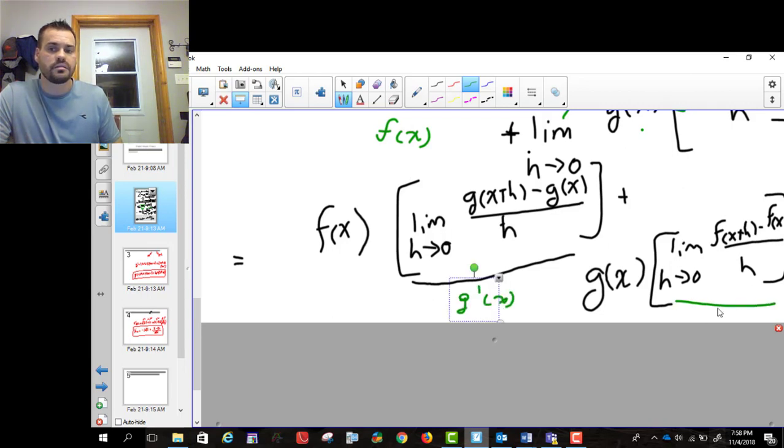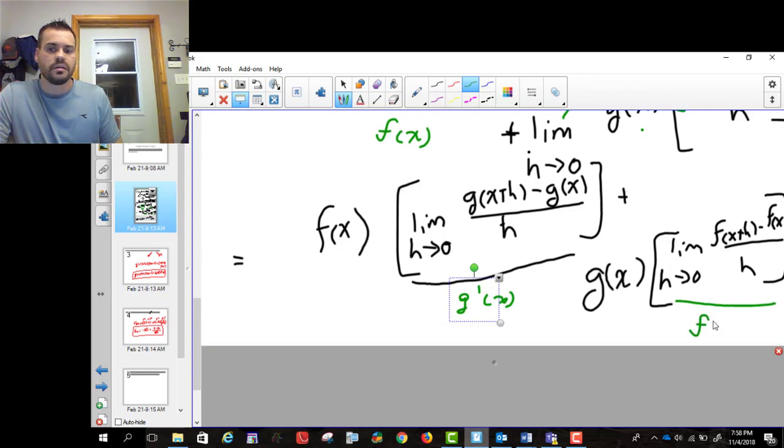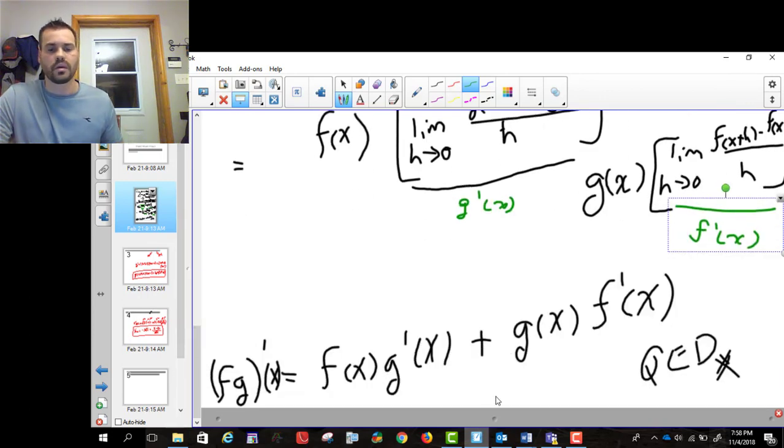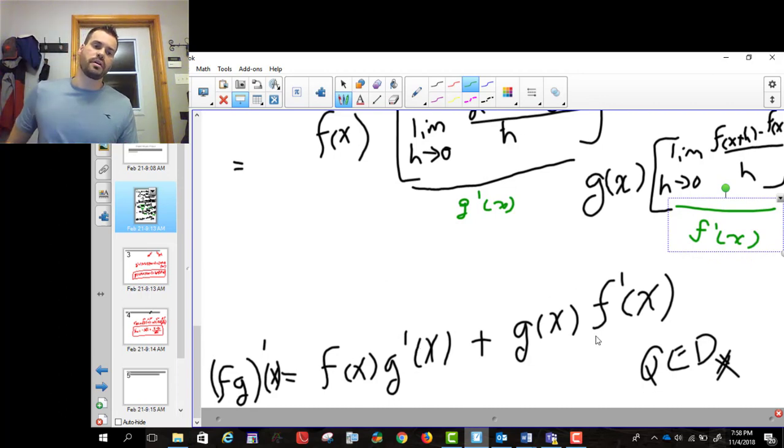And this is f prime of x. It's the limit definition of the derivative. So we end up with this. Okay? f of x times g prime of x plus g of x times f prime of x. So there's the product rule. There's the proof. Done. It works.